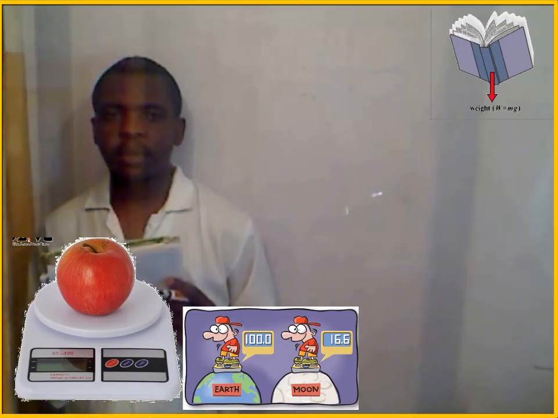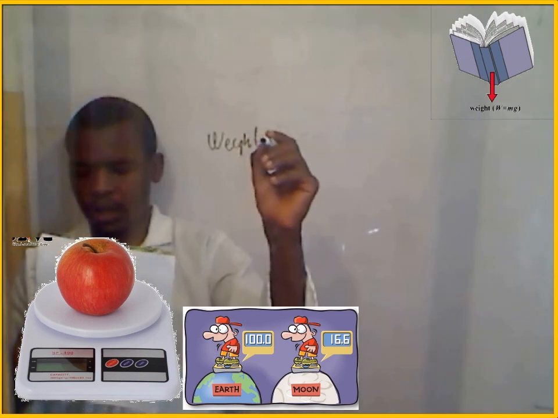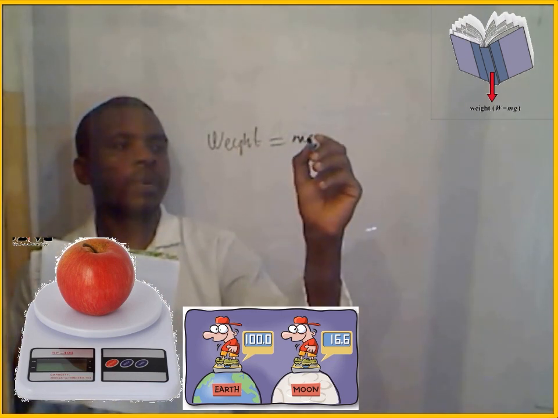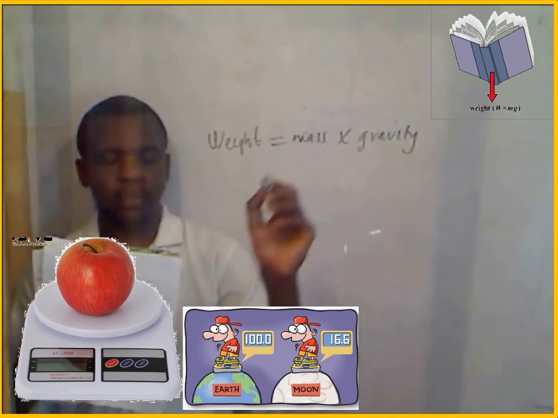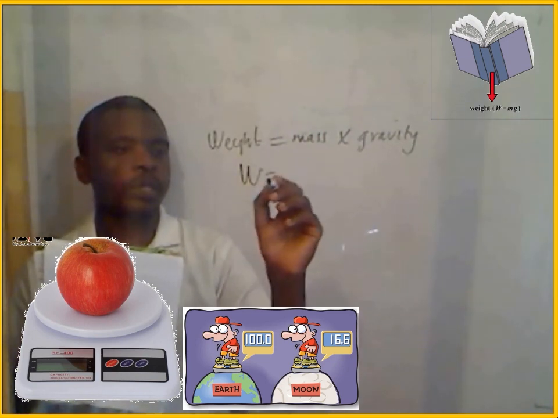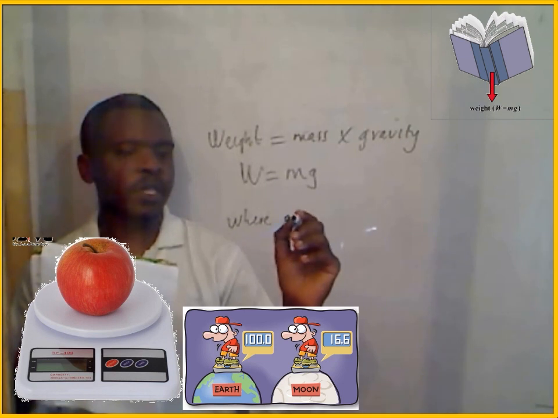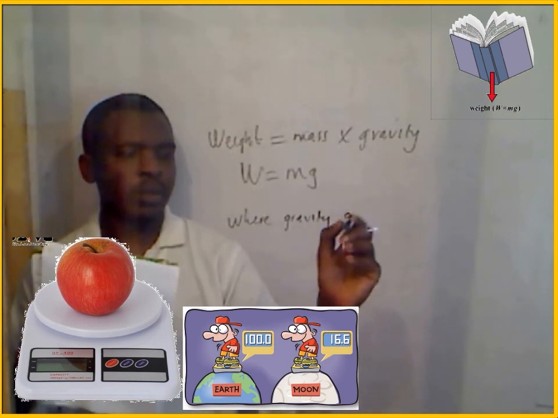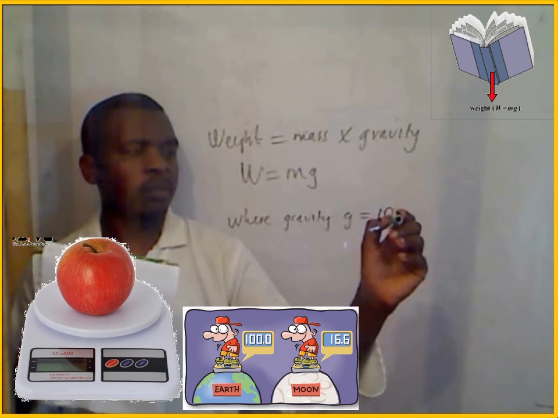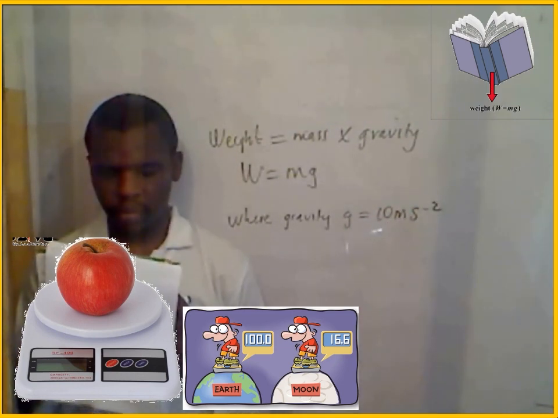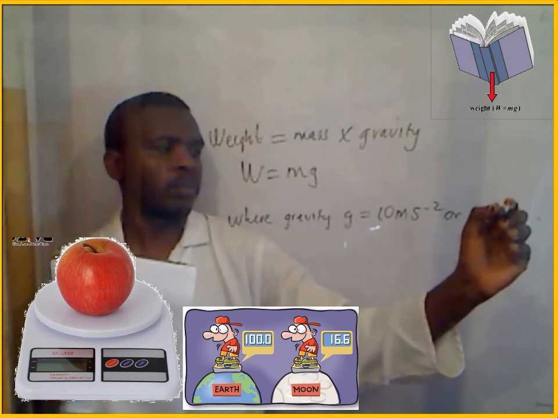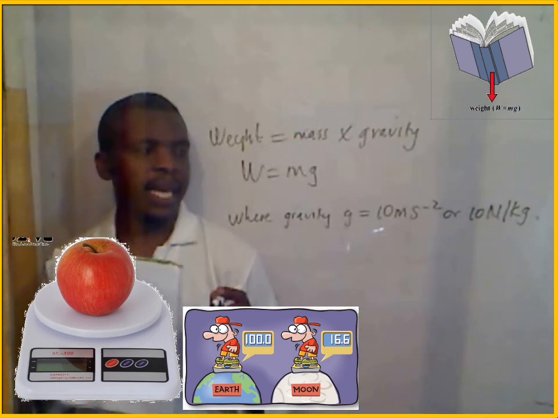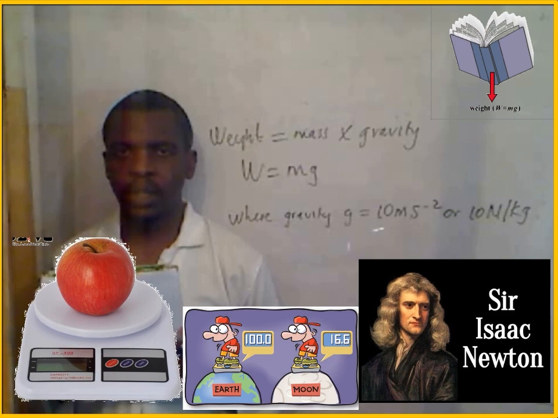The weight of an object can be calculated using the formula weight is equal to mass times gravity. W is equal to mg, where gravity, g, is equal to 10 meters per second squared, or 10 Newton per kilogram. The SI unit for weight is Newton, named after the English scientist Isaac Newton.